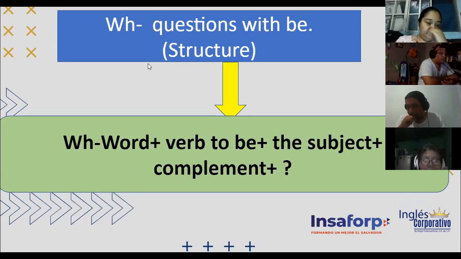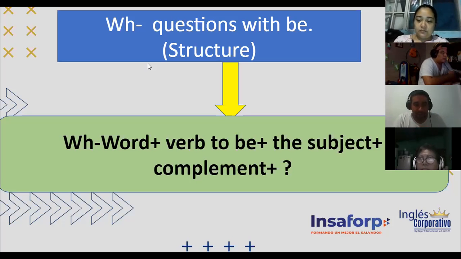Perfect, Cecilia. Wendy, where do you live? I live in Colonia Escalón. Thank you. Veamos, Karen, how are you? I am fine. Thank you. Israel, where are you from? ¿De dónde es? Where are you from? Está en mute, Israel. Okay, ¿se escucha? Sí, ahora sí. Okay, thank you. I am from Zacatecoluca.